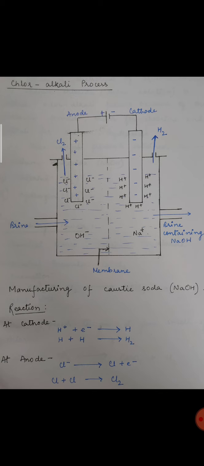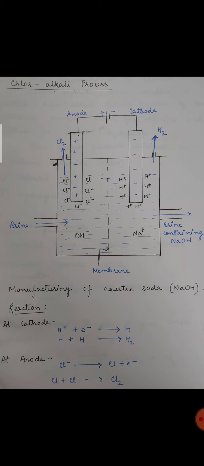NaOH I have already told you, because in the solution sodium ions and hydroxide ions combine and form NaOH, and that is how we are collecting it. Then hydrogen gas is liberated at the cathode and chlorine gas is liberated at the anode. That we can understand with the help of the reaction taking place at the cathode and at the anode. This is very important, and you also have to remember which gas is liberated at which electrode. These questions are mostly asked as MCQs. That is why you have to understand this figure and this reaction properly.